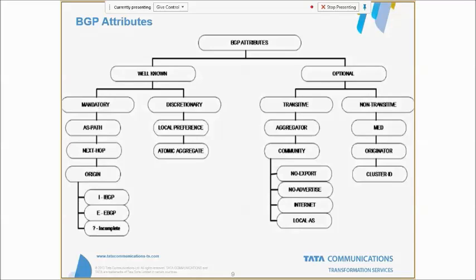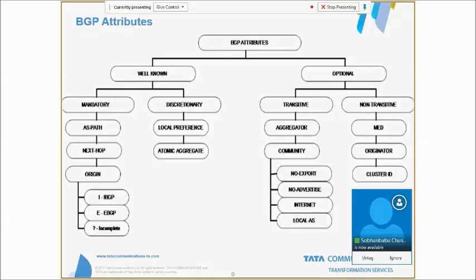There are 14 different attributes, which are categorized into 6 different types, which are well-known, optional, mandatory, discretionary, transitive, and non-transitive. Well-known is nothing but it's supported by all the vendors, and optional is supported only by a few vendors. While mandatory, when it forms a relationship with its peer, in the update messages, these attributes should be included compulsorily. That's what mandatory is. While optional, it's not compulsory. And the last two, transitive and non-transitive.